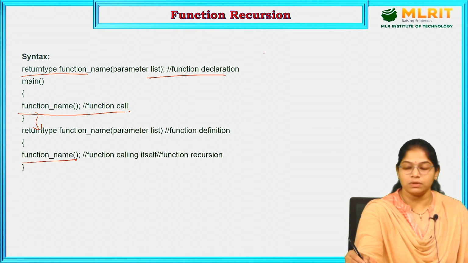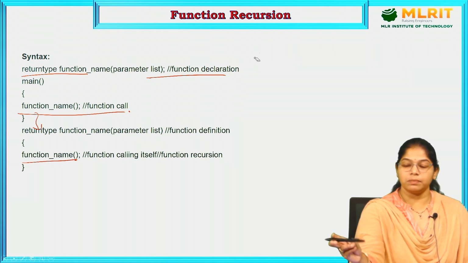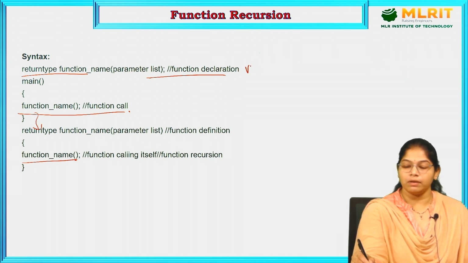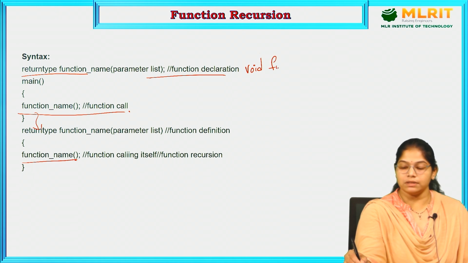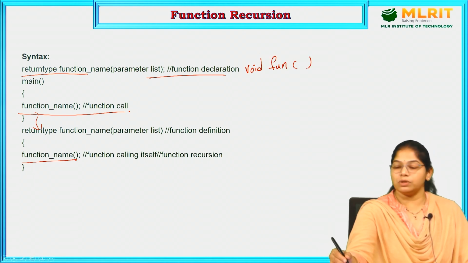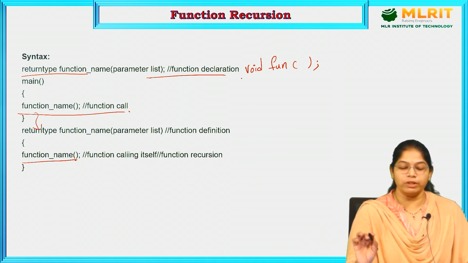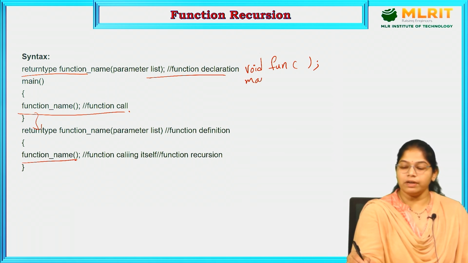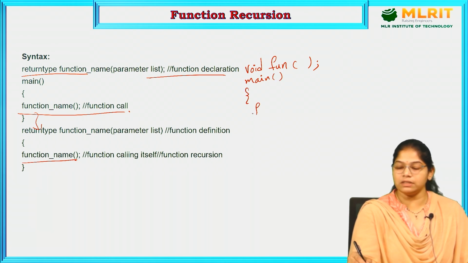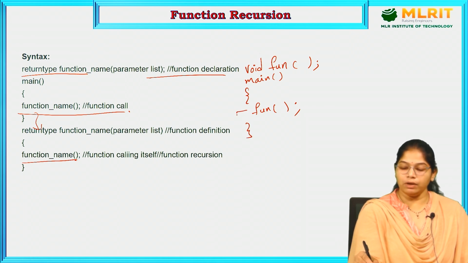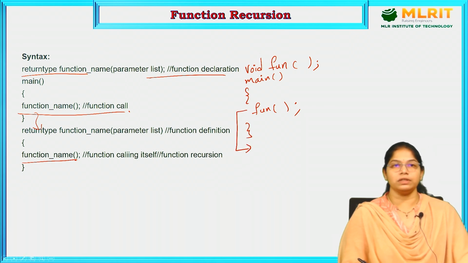Let us suppose, consider an example, void fun is the function name. I am not passing any parameters, so this falls under the category of function without return type, without argument. Generally we will declare it above the main. In main we will call the function with its function name, no parameters. When you call this, the control goes to the function definition.